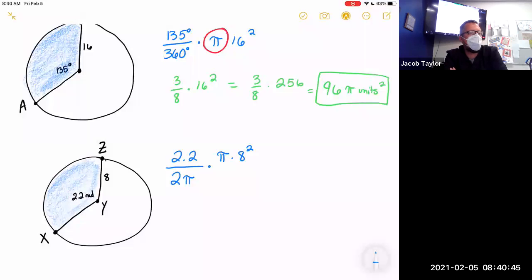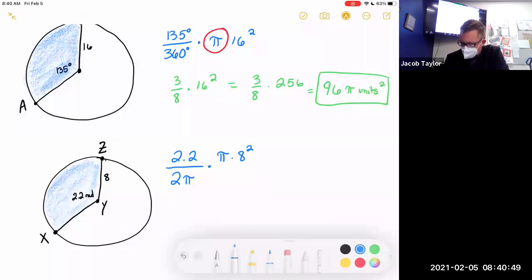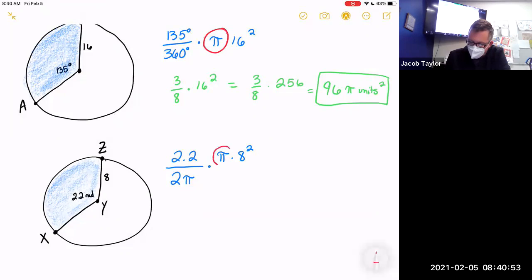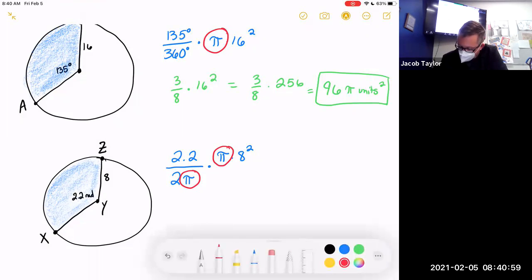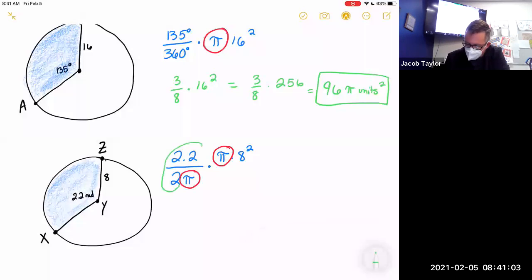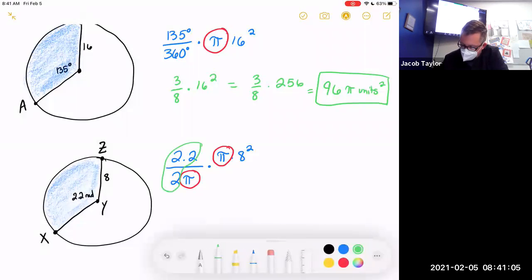Now enter this as yet another reason why radians are cool. Our answer is not going to have pi in it. Pi in the top, pi in the bottom. They cancel. 2.2 divided by 2 is also pretty easy. That's 1.1.